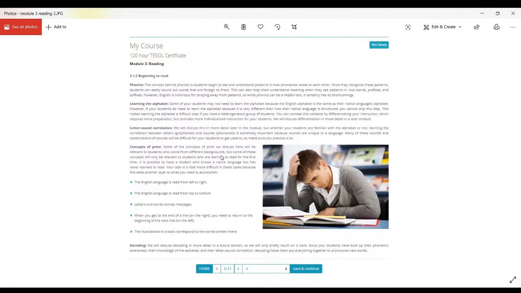Okay, concepts of print. Some of the concepts of print we discuss here will be relevant to students who come from different backgrounds. So once again, cultural background comes into play here. For example, at Palfish, we know our students are Chinese, so we can prepare better because we know that they are not really familiar with the English alphabet. Okay, so first bullet, the English language is read from left to right.